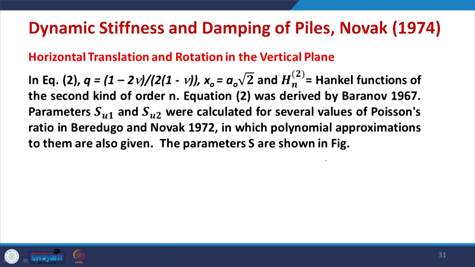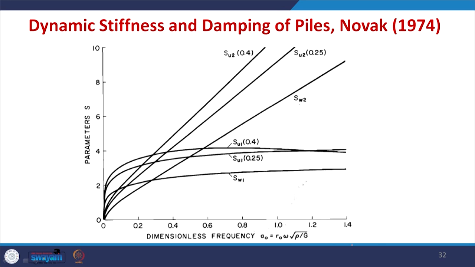So what you can see in this case is that you have SU1 for two cases of nu. This curve is for nu equal to 0.25 and this is for 0.4. You can see that the value of SU1 initially increases with the frequency, then almost becomes constant, while the value of SU2, which denotes the imaginary part, for the two Poisson's ratios is increasing with frequency continuously. The next is for vertical vibration.